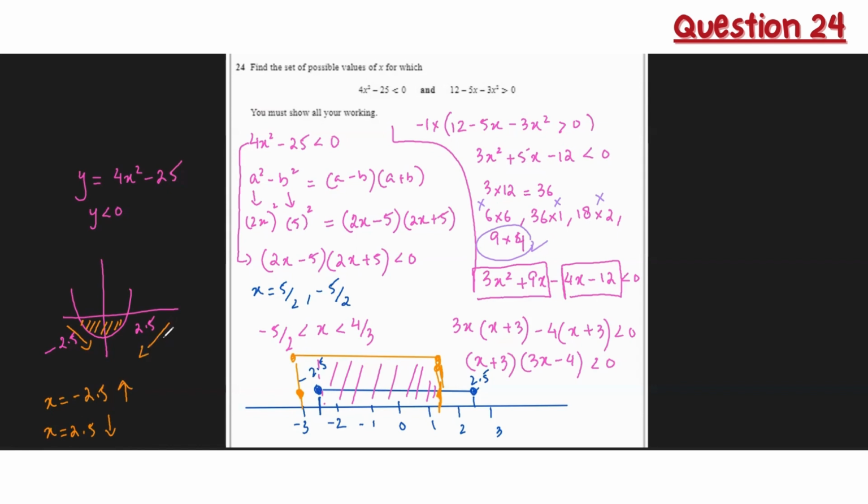Both values are converging. Similarly, for the other one, if you sketch the graph for that, we have x equals -3 and we have 4/3. For that as well, the inequality is less than 0, so the values are going to be under the x-axis. Once again, the values are going to converge. So as you can see, the range where both the given inequalities have values where they're converging and overlapping is basically from -2.5 to 4/3. So that is your final answer.